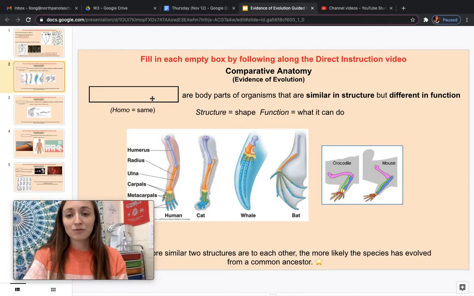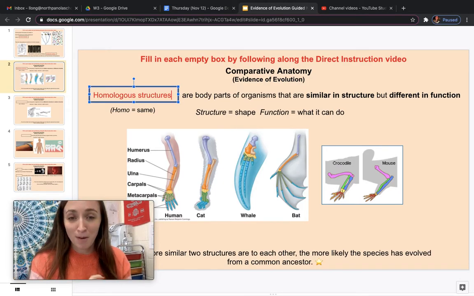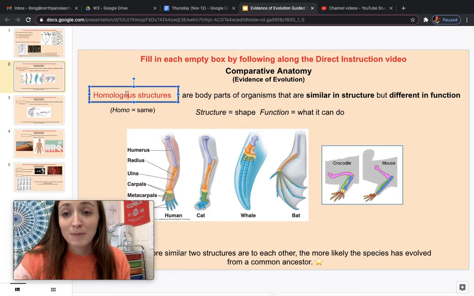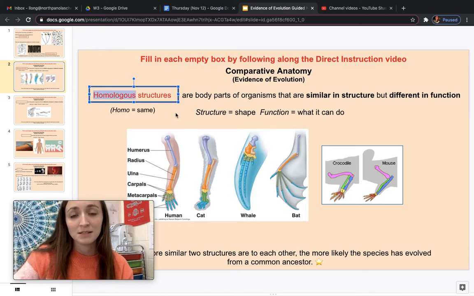So the first type of structure we're going to talk about is the one that starts with the H, the homologous structures. Now, we have seen the word homologous before, and I know you automatically thought, I got this already. We talked about homologous chromosomes, right? We talked about how the prefix homo just means same. So these are structures that are the same or are very similar.